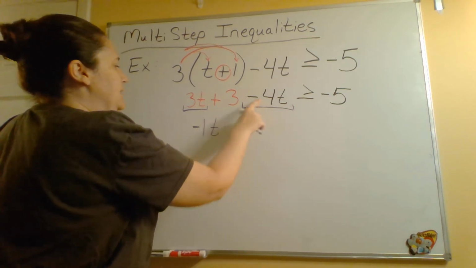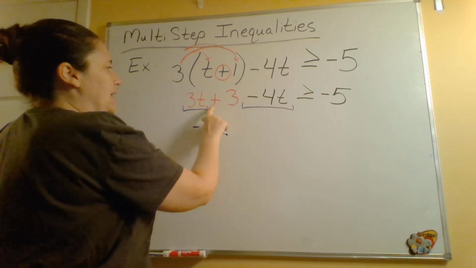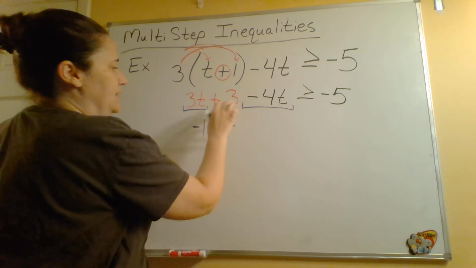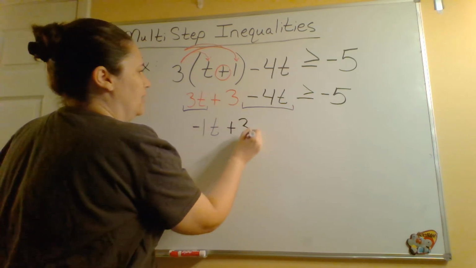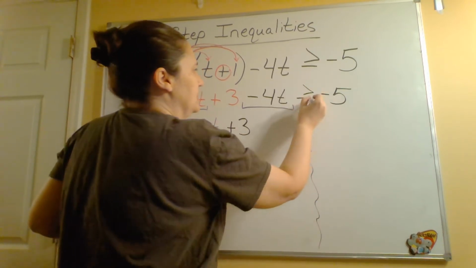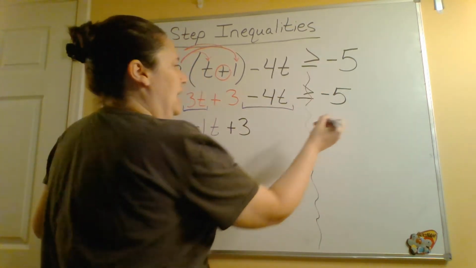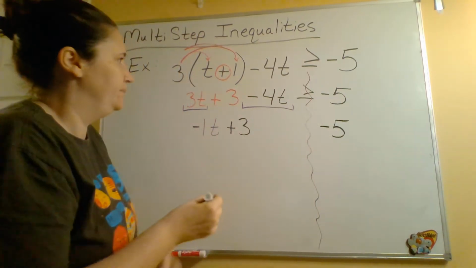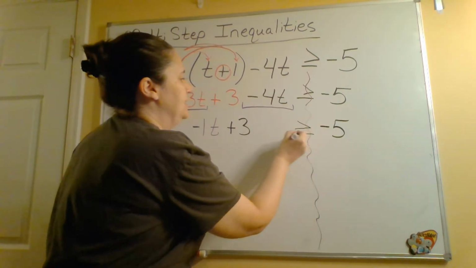So this makes -1t, and then I have this plus 3 sitting next to it. I can't combine this with anything, so you just write it down. Let me draw this line to show the different sides of the inequality. And I still have -5 over here. That hasn't changed. The sign hasn't changed.